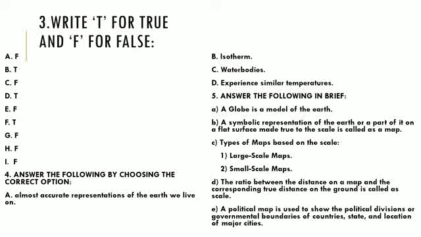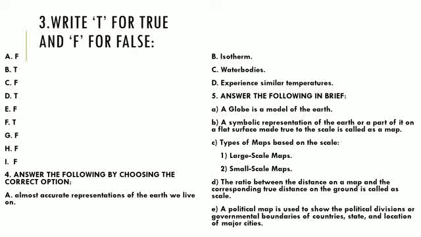Answer the following by choosing the correct option. So first one, A part is almost accurate representation of Earth we live on. B answer is isotherm. C is water bodies and D experience the same temperature. The next one is our fifth question. Answer the following in brief.